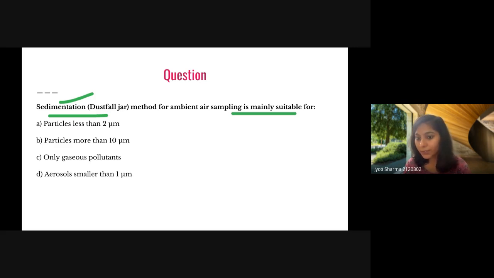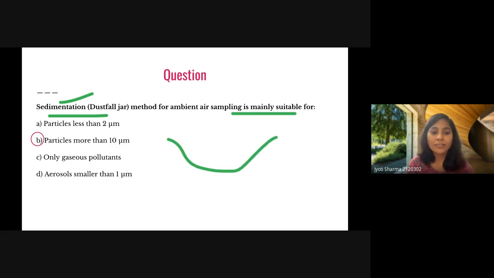So I got an answer from Venkateshwara. B answer: particles more than 10 micrometer. Is it? Okay. So yes.